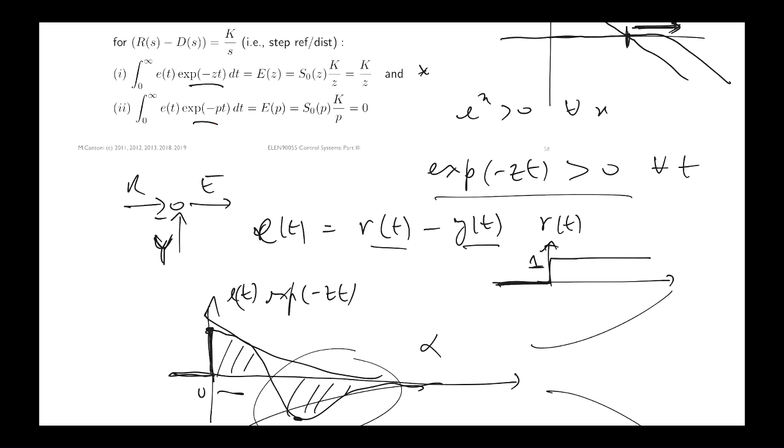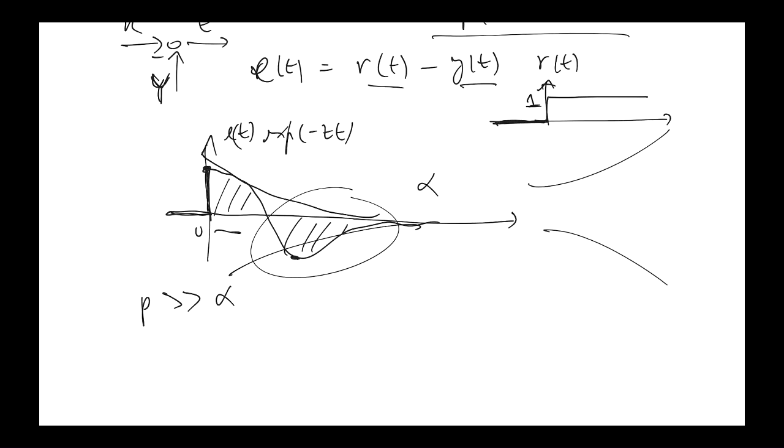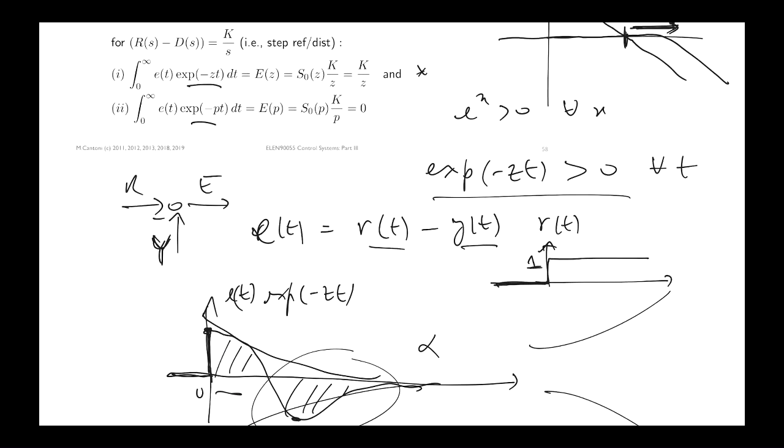And so in a situation where P, the open loop pole, is in the right half plane and further away from the imaginary axis than the slowest pole of the closed loop, then you're going to have either very negative error straight away or lots of oscillations at the start of the response in order to satisfy this constraint. Okay?